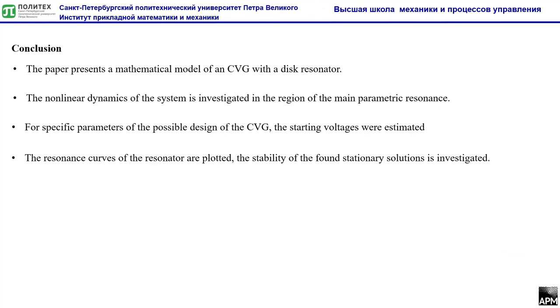The report presents a mathematical model of a CVG with a disk resonator. Then linear dynamics of the system is investigated in the region of the main parametric resonance. For the specific parameters of the possible design of that CVG, the starting voltages were estimated. Resonance curves of the resonator are constructed. The stability of the found stationary solutions is investigated.